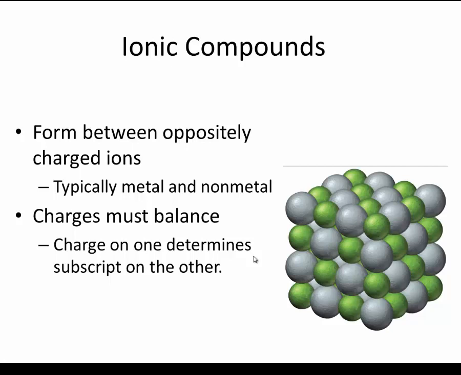If that happens, then you need more of the one with the lower charge. And the way the math works out here, the charge of one often will determine the subscript of the other. So if you have a +2 charge and a -1 charge, you need 2 -1s to balance the +2, and 1 +2 to balance the 2 -1s. Okay, so we'll see some examples of doing that.